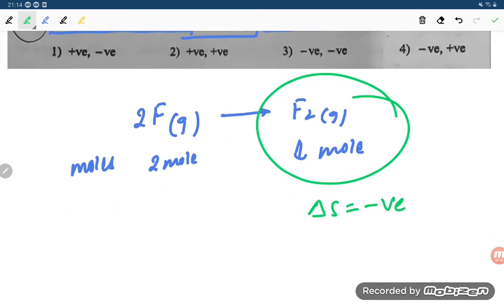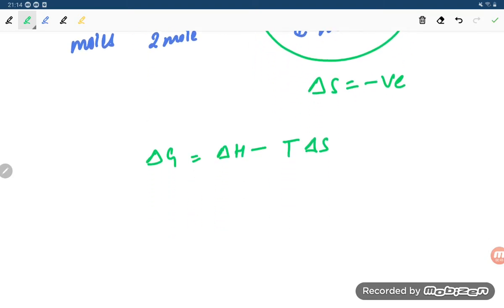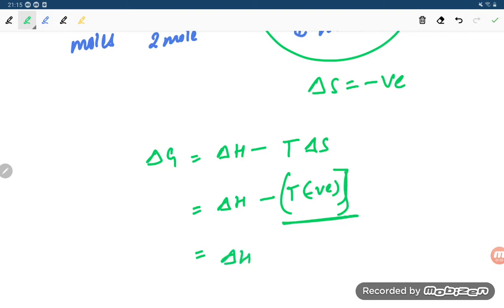Now students, we know delta G is equal to delta H minus T delta S. If you leave delta H out, suppose temperature T, and here S is negative. So S is a negative value. So what is coming in this case if you multiply? Minus into minus, this is coming plus, a plus value.